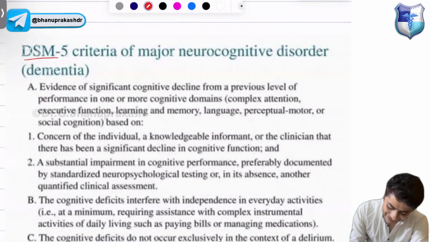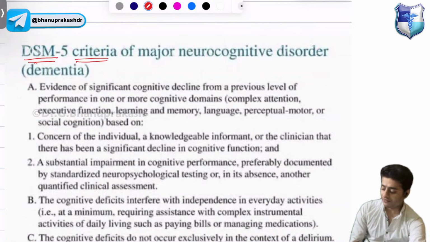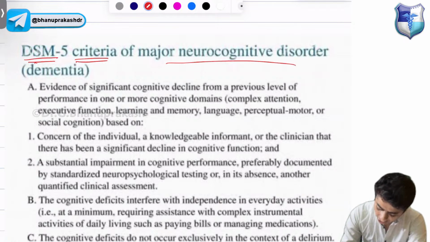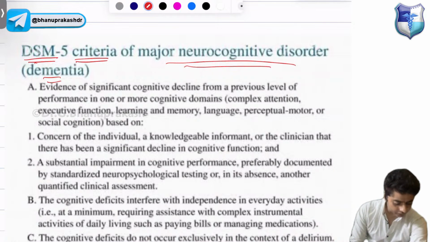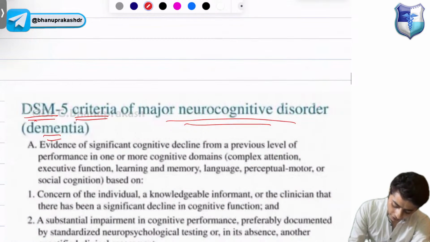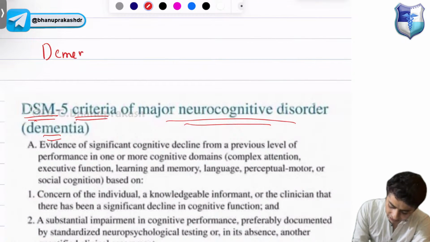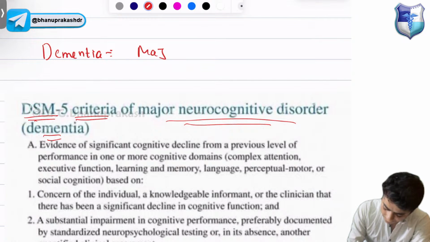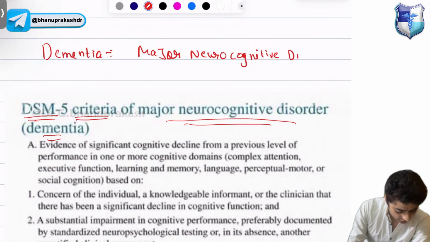the DSM-5 criteria. DSM-5 criteria of major neurocognitive disorder. So dementia is now known as major neurocognitive disorder.